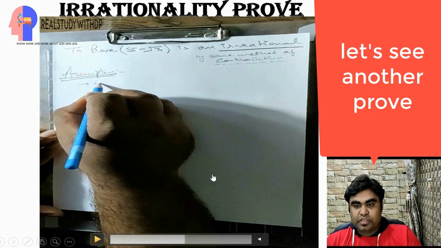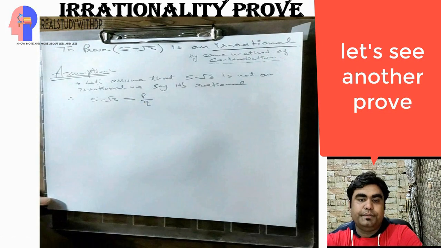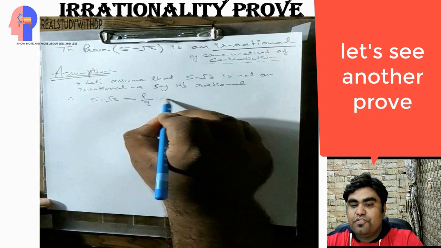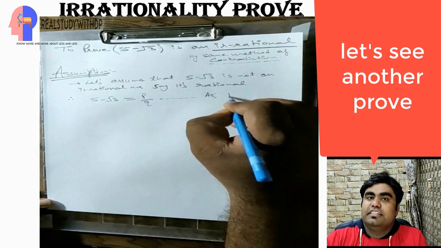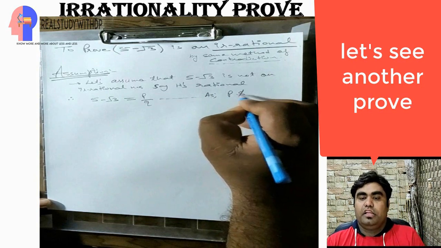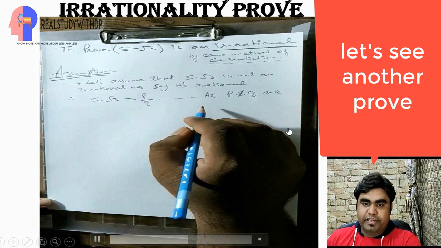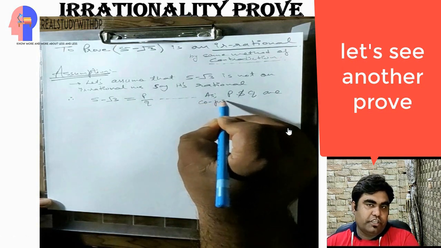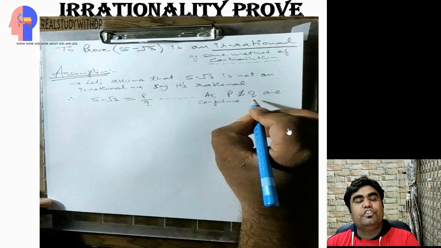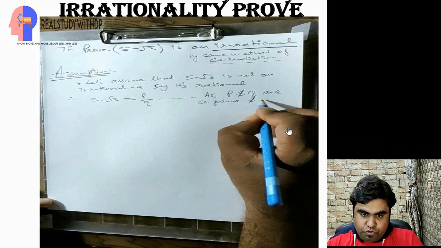So let's see how we're going to do this. The assumption part. So we are going to assume that 5 minus square root of 3 is not an irrational. So what will it be? It will be rational. So we are just assuming this, which ultimately we are going to meet with a kind of a contradiction, and our assumption is going to be false, and hence it will become irrational. That's the motive of this proof.